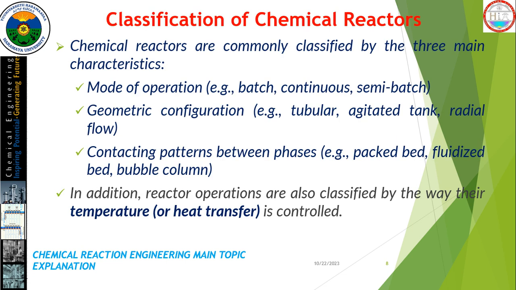So chemical reactors are commonly classified by three main characteristics. In this lesson, the chemical reactors are classified into different categories depending on three main characteristics. The first one is the mode of operation. Depending on the mode of operation, the chemical reactors can be classified as batch reactors, continuous reactors, or semi-batch reactors. Continuous reactors include the continuous stirred tank reactor and the plug flow reactor or tubular reactor.